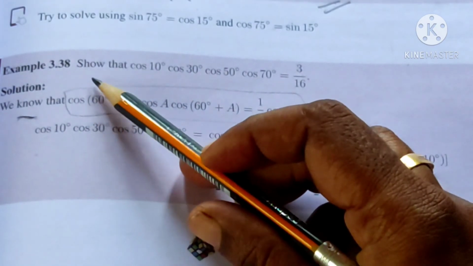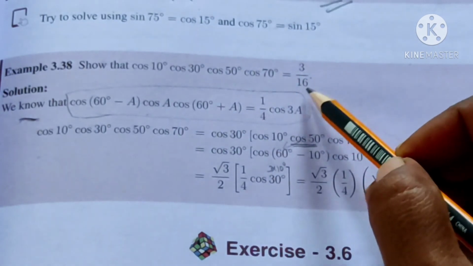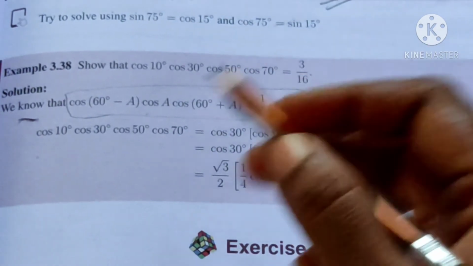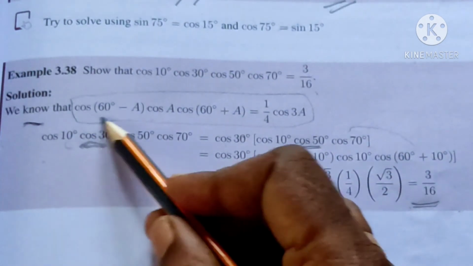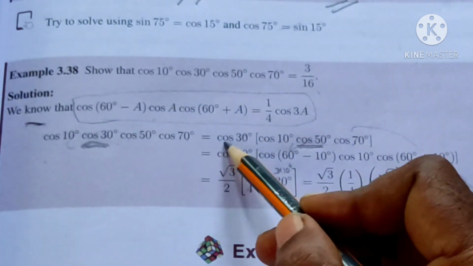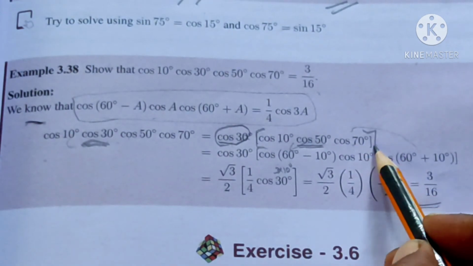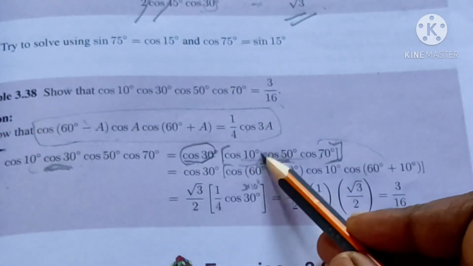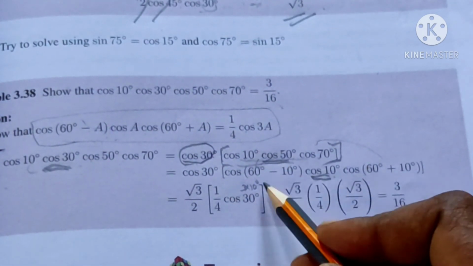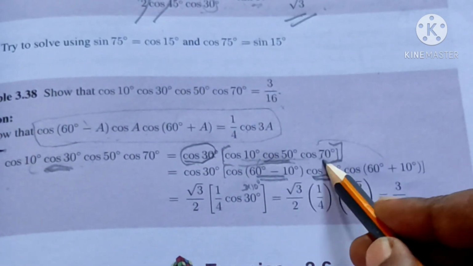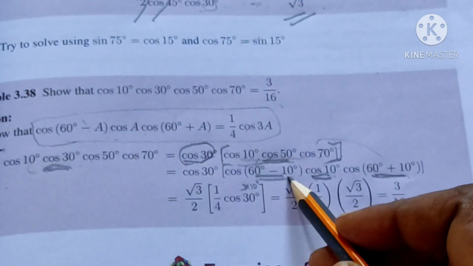Example 3.38. Show that cos 10 degree, cos 30 degree, cos 50 degree, cos 70 degree is equal to 3 by 16. So cos 30 degree you know the value. Take it out, and join and write the remaining terms, because you know the cos 30 degree value. Keep it outside, and write the balance terms in a bracket inside. One small adjustment: write cos 10 degree, cos 50 degree as 60 degree minus 10 degree, and 70 degree as 60 degree plus 10 degree. Okay, change the angles and write.